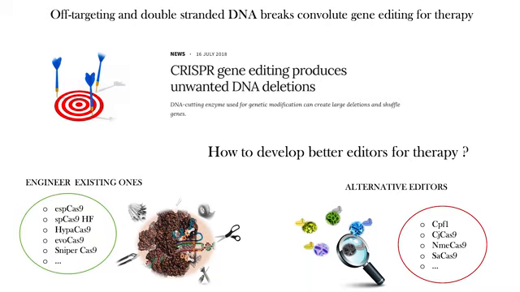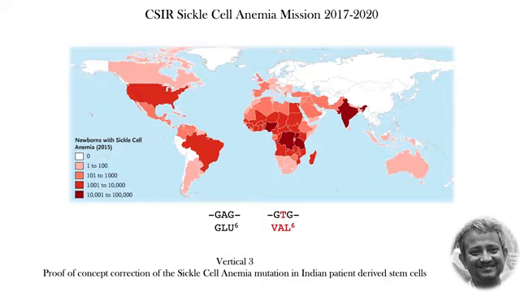Alternately, one can look at nature and try to see if there are Cas9 proteins which might actually perform better than the existing ones, and such Cas9s have also been characterized. So we have been working heavily, and the work that I'm going to show you is done in collaboration with my colleague Dr. Shobik Maiti, as part of the CSIR sickle cell anemia mission, to find proof of concept methods to correct the sickle cell anemia mutation in Indian patient-derived stem cells.